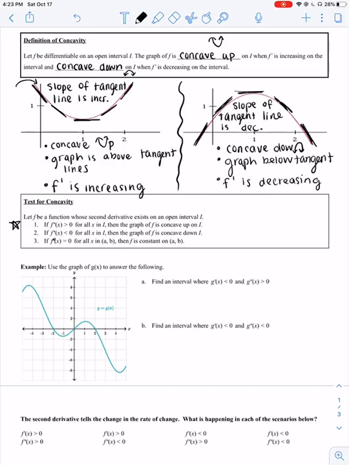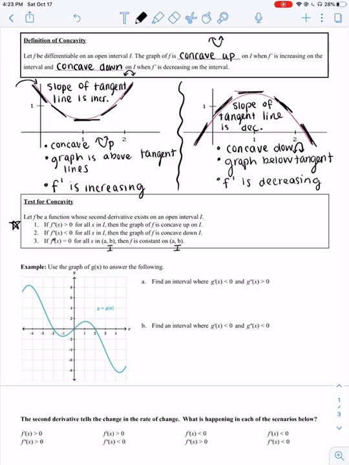Sorry, this should be double prime. If f double prime of x equals 0, then it's constant. So let's move on. These should also be I. Sorry about that.